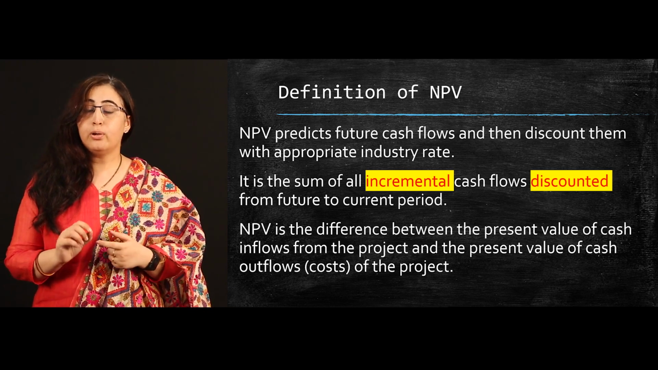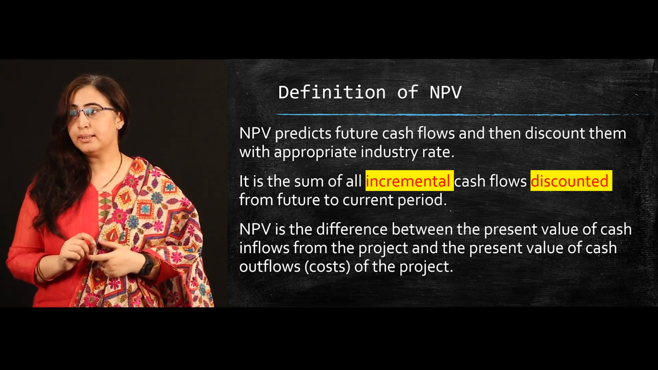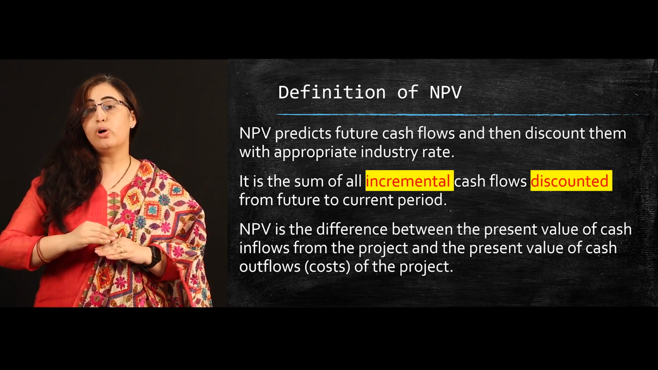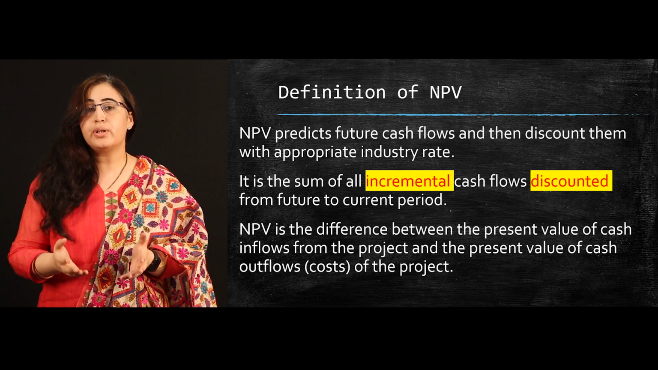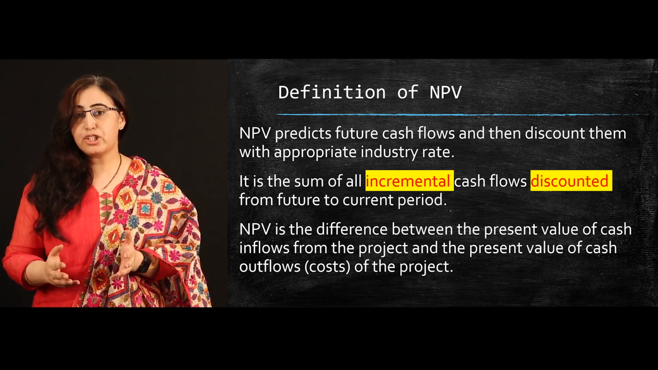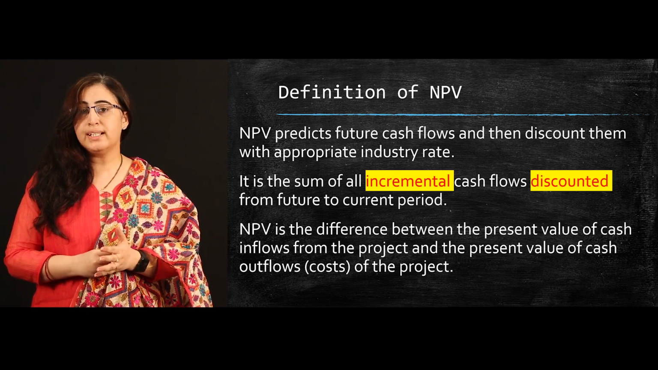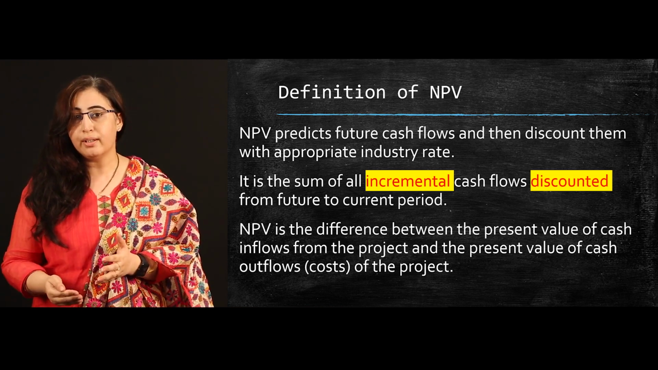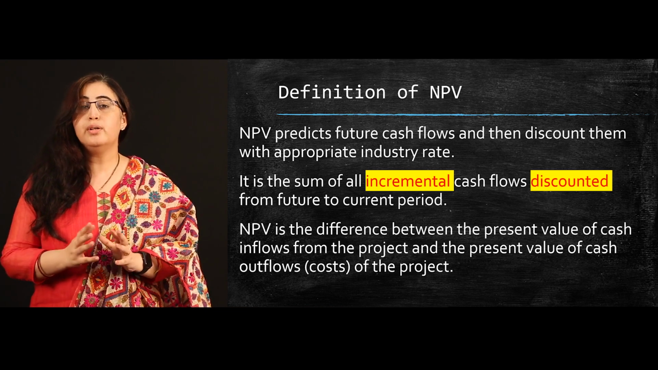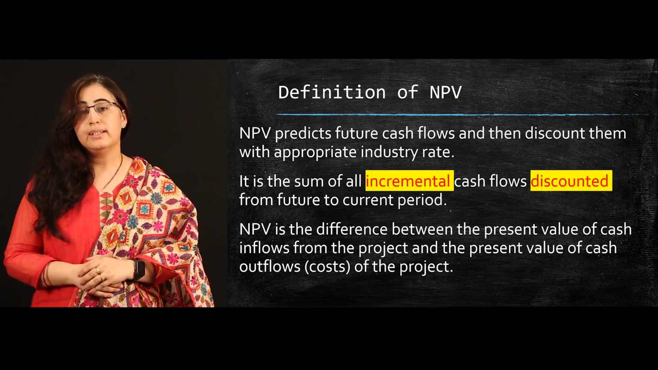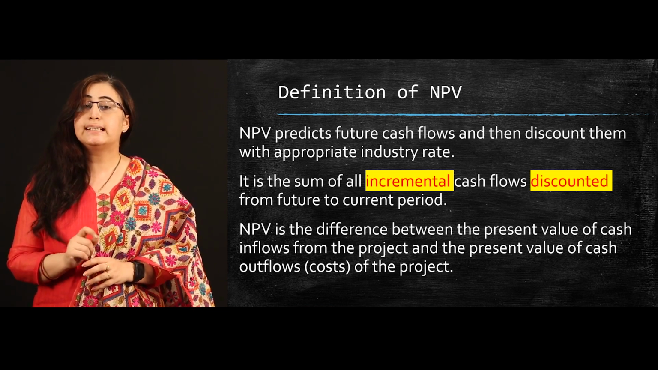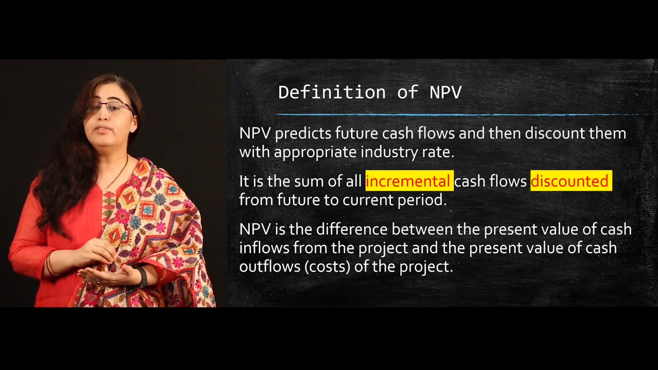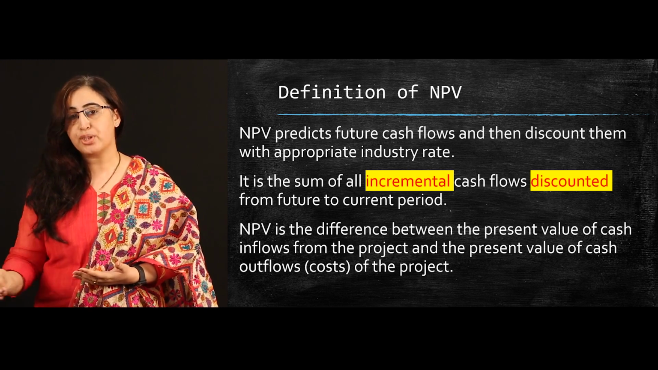Now, look at the two particular words which I highlighted here. One is incremental. So, your sum is always incremental; only then can you have a positive cash flow. If you are earning 100 rupees this year and next year you are earning 110 rupees, that is the only benefit. If there is no profit, there will be no net present value. The second thing is that it is always discounted, because the value of money today is always more than the value of money in future.